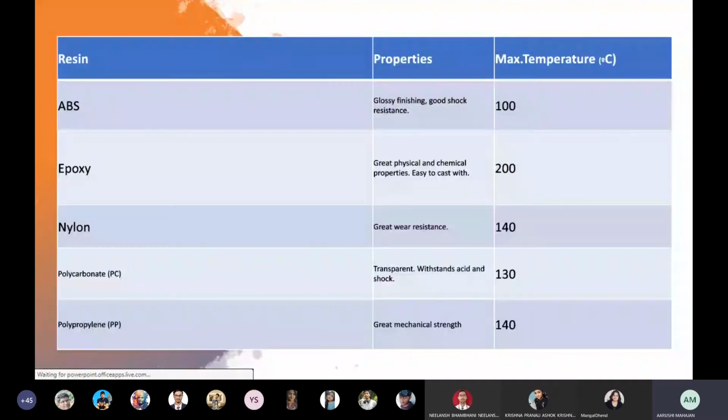And again, I told you the examples of resins and the temperature at which they melt, and their properties, such as ABS. It melts at 100 degrees, and it has glossy finishing, and it has good shock resistance. Epoxy has great physical and chemical properties and is easy to cast with. And nylon has great wear resistance, and it melts at 140. So please take this table down. I think it's important.